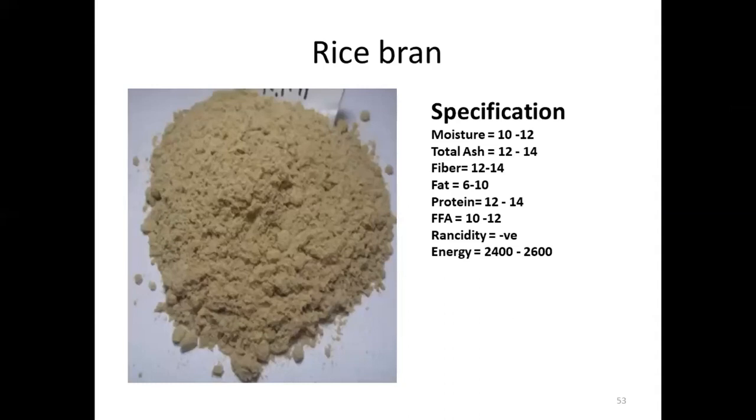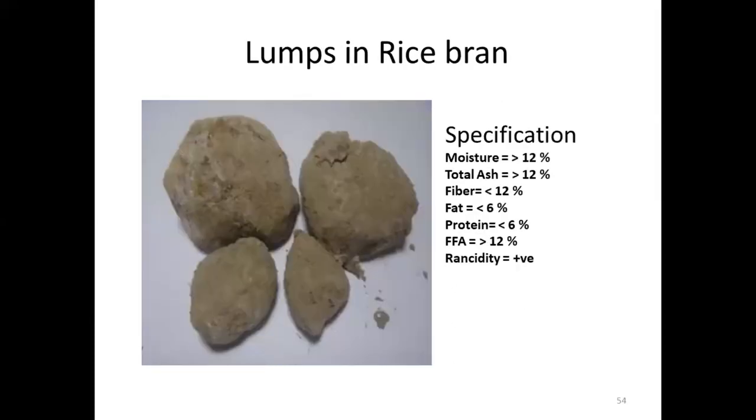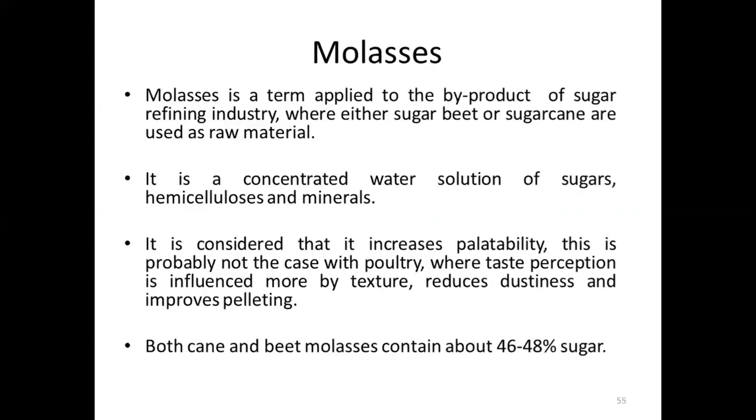If we taste it also, we can guess the presence of adulteration of the rice bran with hulls. If the rice bran is mixed with rice hulls, then the energy value will be lower. This is the cause of rancidity. If there are lumps, then the energy value will be lower and the protein value will also be lower. This lowers the quality of the rice bran.